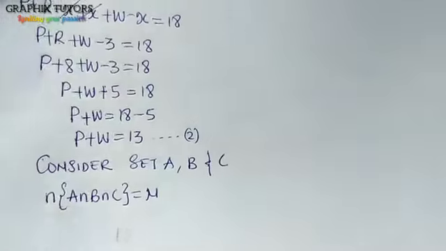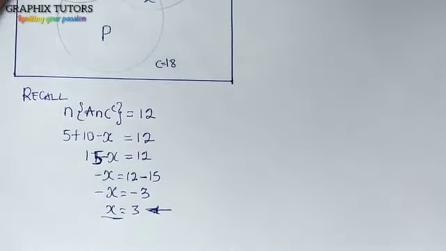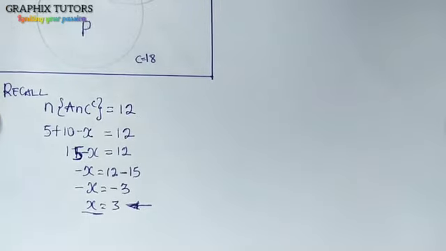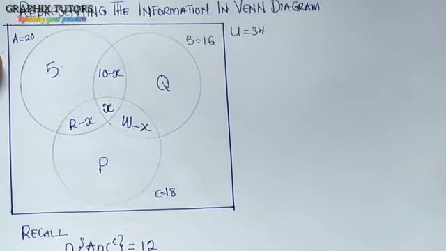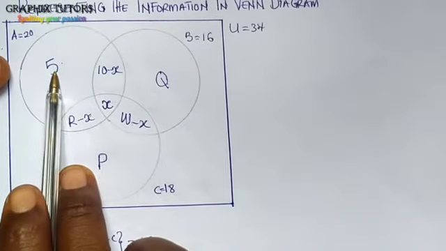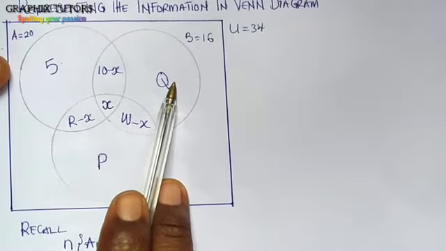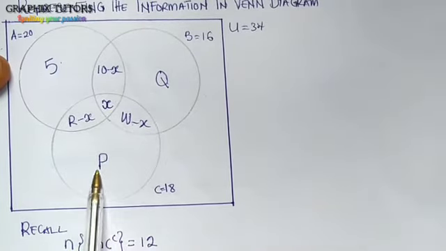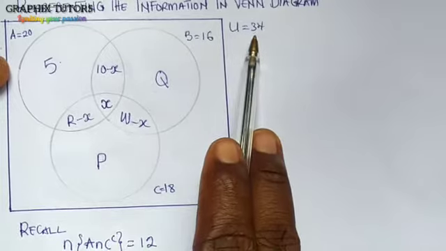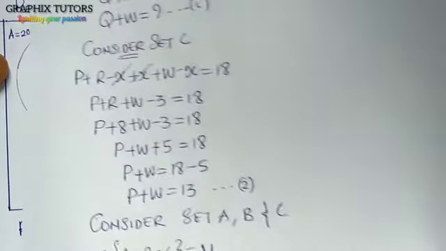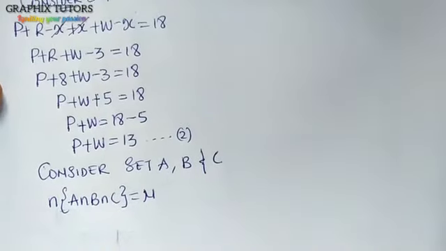We're looking at all the sets from here. So from here, all the sets is 5 plus 10 minus s plus q plus r minus s plus x plus w minus s plus p equals to what? Universal set. That is everything in the set here. So that's what I want to do now.